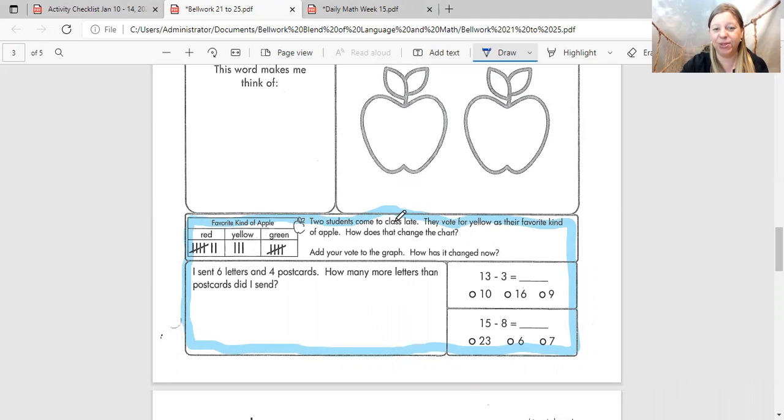Two students come to class late. They vote for yellow as their favorite kind of apple. So how does that change the chart? Again, they vote for yellow as their favorite kind of apple, so their vote would go under yellow. But how many students came late and voted for yellow? Two, right. So how does that change the chart?